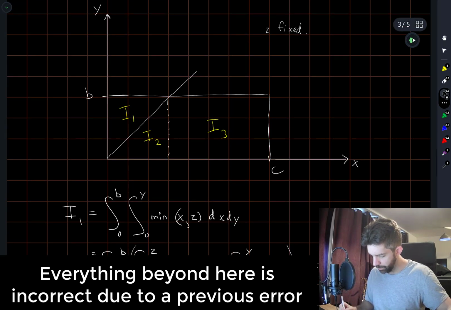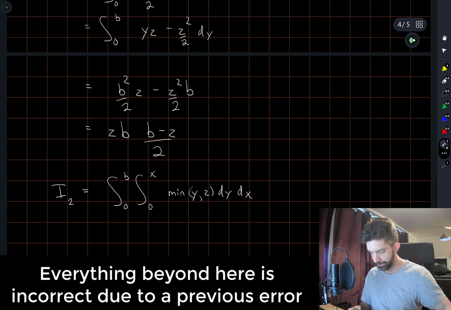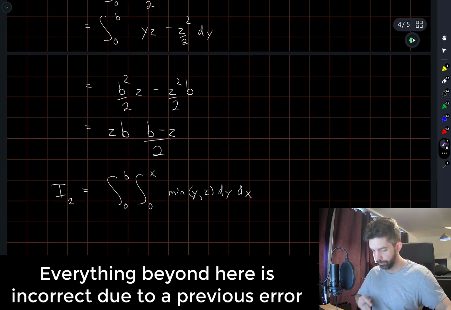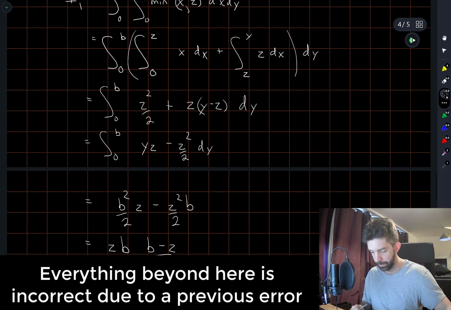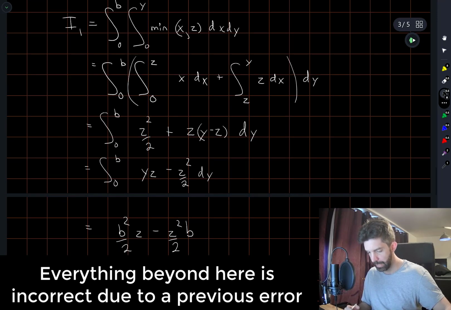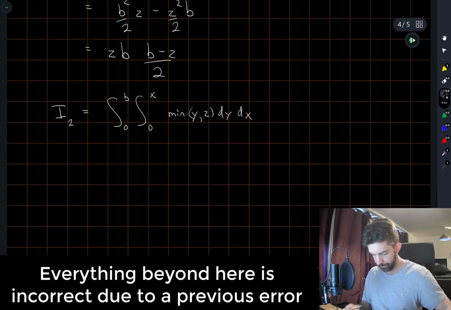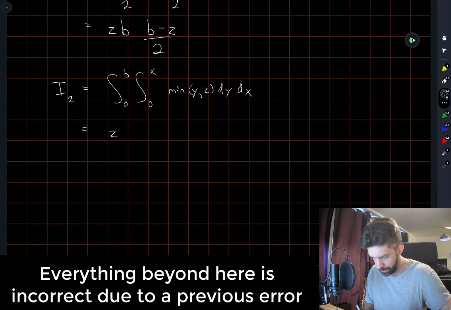So for I2, again, y is less than x in here. So the minimum of all three variables can never be x. It'll either be y or z. Y goes from 0 to x, and x goes from 0 to b. This should give us the same quantity as I1 again, right? I don't see why it wouldn't. I've literally just interchanged x's and y's in the symbols. Okay, so this is also going to be equal to zb times (b minus z over 2).